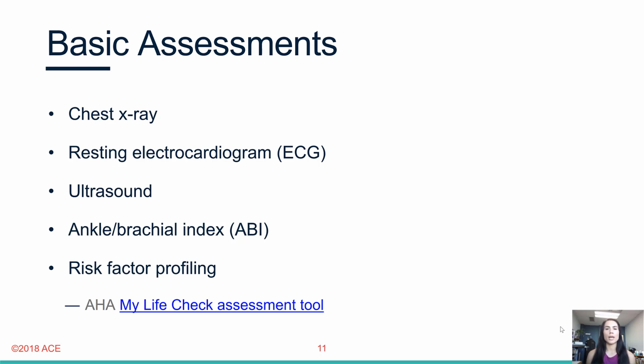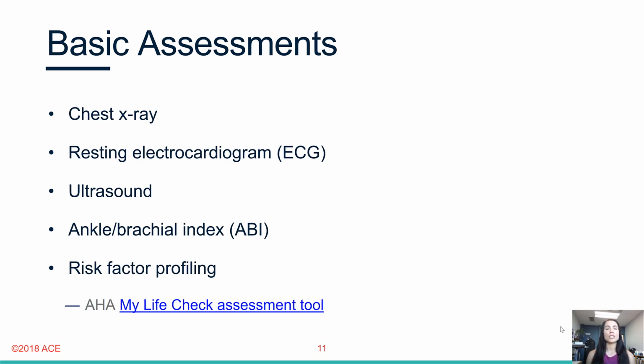A chest x-ray can be used to assess the size of the heart. If you see an enlargement of the heart, particularly the left ventricle, that's usually indicative of some sort of cardiovascular issue. It's also used to identify certain structural cardiovascular abnormalities, such as differences in heart size or shape, and to detect fluid in the lungs.